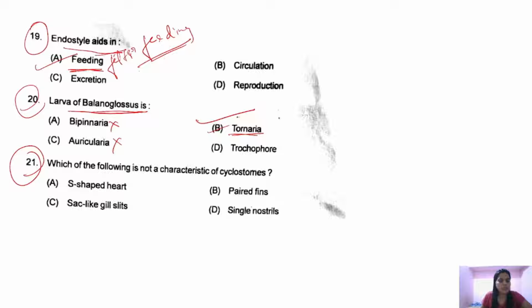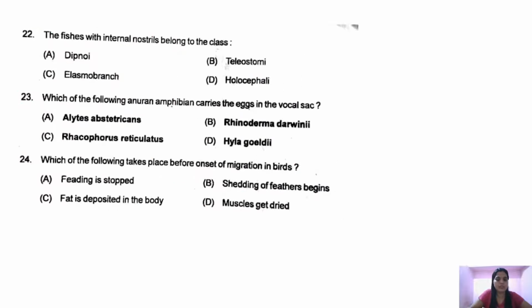Question number 21. Which of the following is not a characteristic of cyclostome? Not a characteristic, it is asking. S-shaped heart, sac-like gill slits, paired fins. Yes, paired fins is not a characteristic of cyclostome. Cyclostomes have unpaired fins. So the right answer will be option number B, that is paired fins.